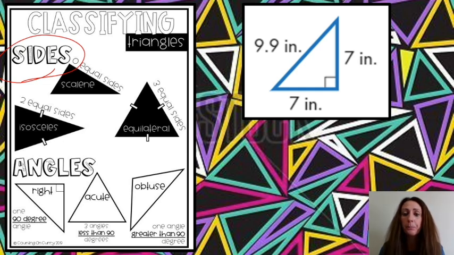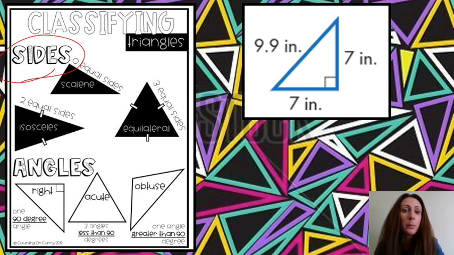I want you to pause the video and write down on a separate sheet of paper what type of triangle this is based off of the sides. Okay, go ahead and pause now. Okay, what did you get? How are we classifying this triangle when it comes to its sides? What am I hearing? I think I'm hearing isosceles, right?